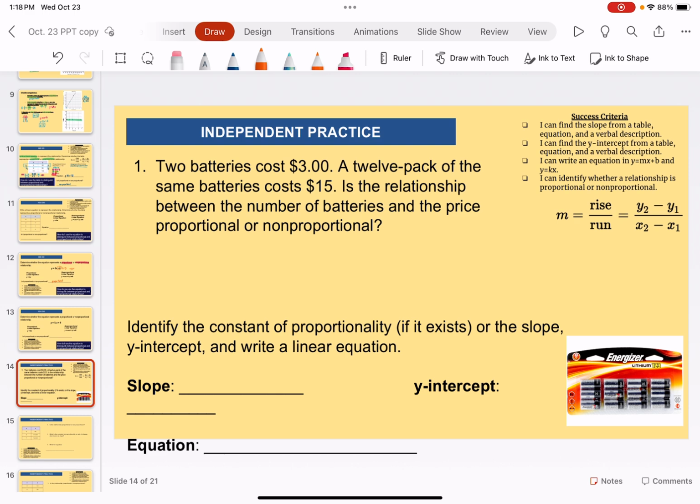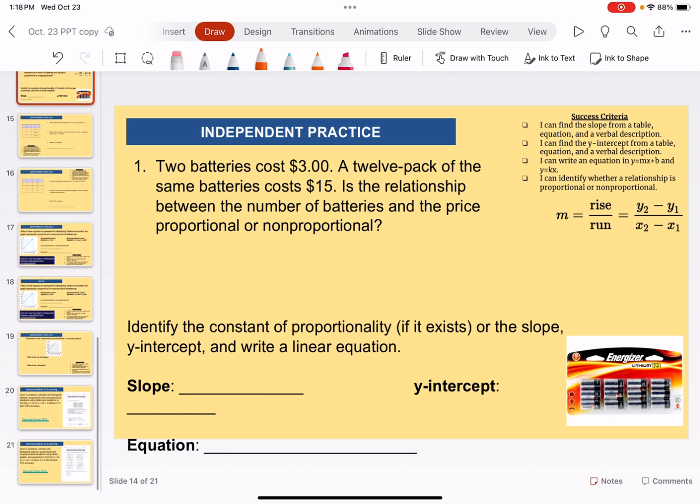The rest of the worksheets, or the rest of the lesson, is you-dos as well as independent practices. And then we have a DOL at the end.